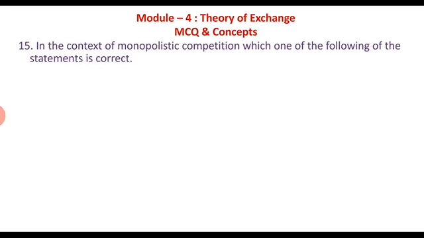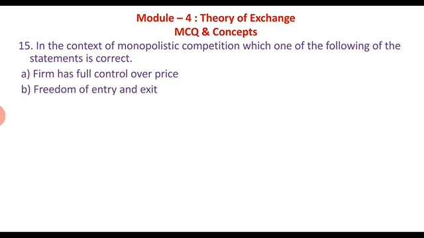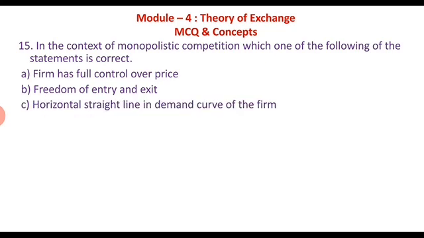15th question. In the context of monopolistic competition, which one of the following statements is correct? A. Firm has full control over price. B. Freedom of entry and exit. C. Horizontal straight line in demand curve of the firm. D. Selling costs do not exist. Answer is firm has full control over price.